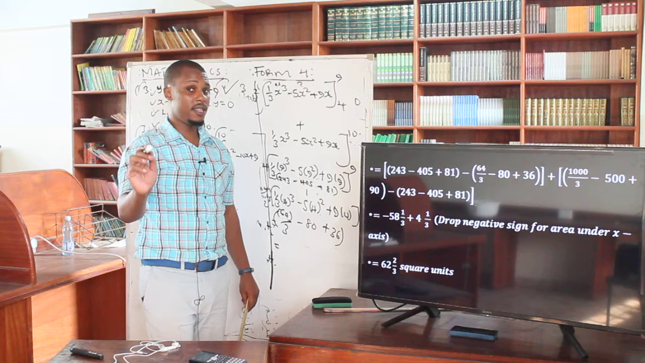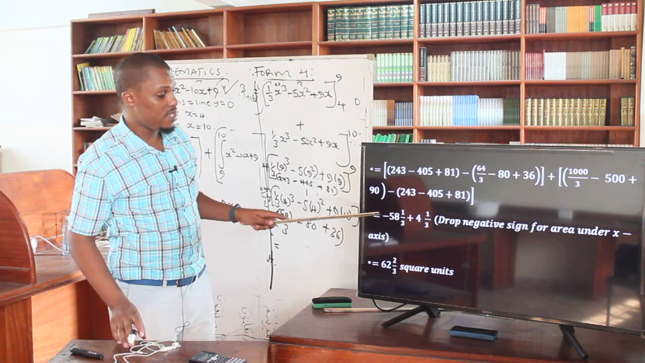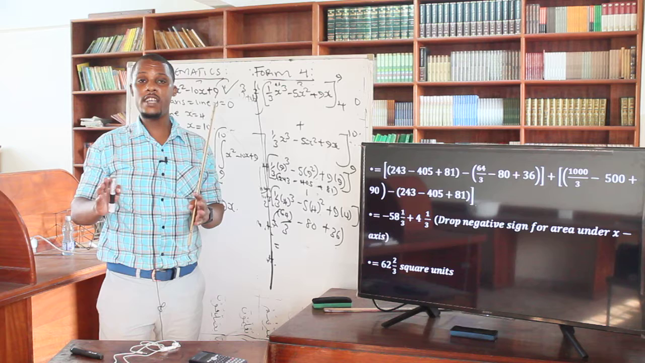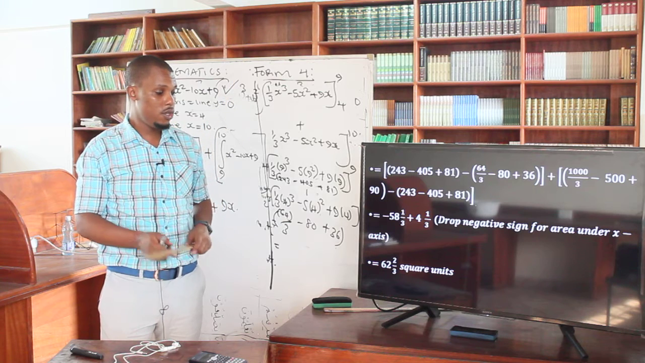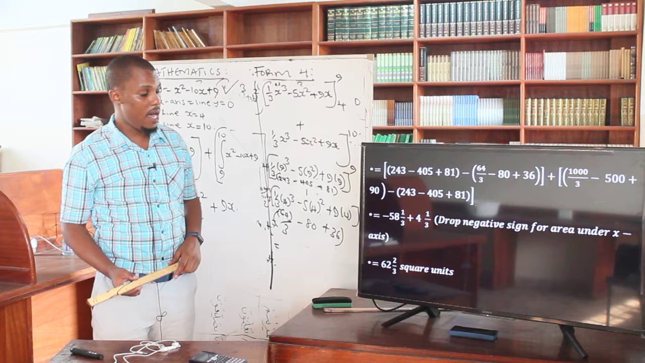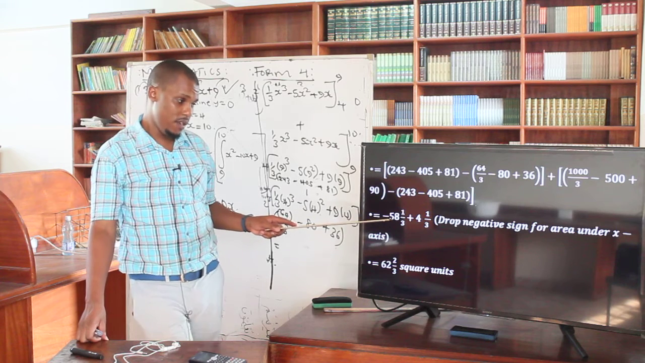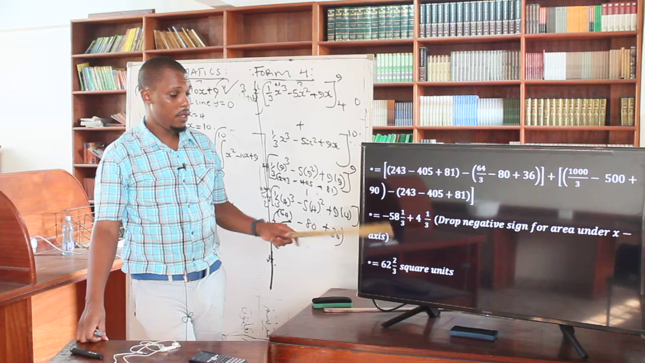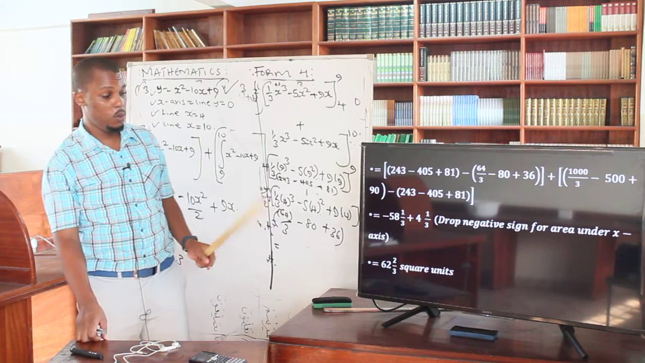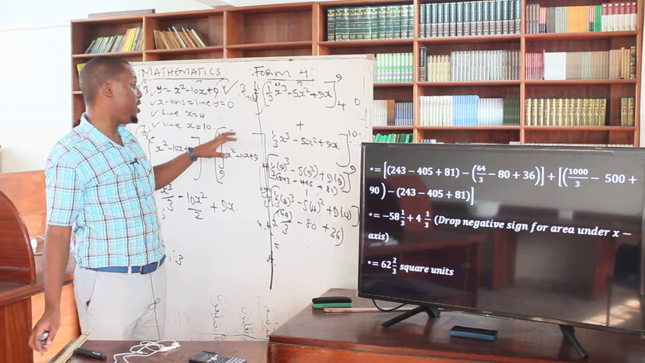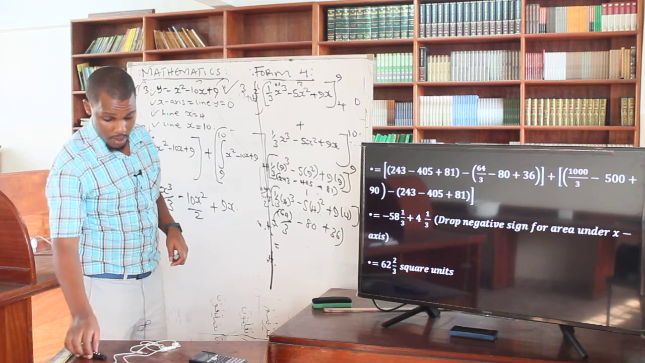But now here there is the condition that we are saying. What is the meaning of this negative? The meaning of this negative is telling us that now that area is below the curve. So what we are going to do is drop this negative and take the sum as a positive, which is 58 1 over 3 plus 4 over 3, then you get our answer as 62 2 over 3 square units. So the trick was on this area, which was below. This is what I'm saying here.